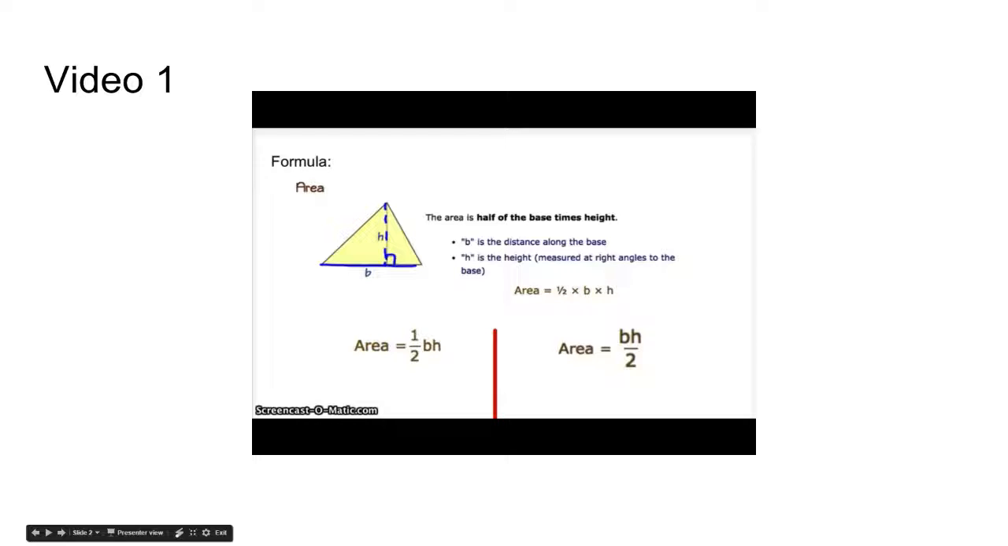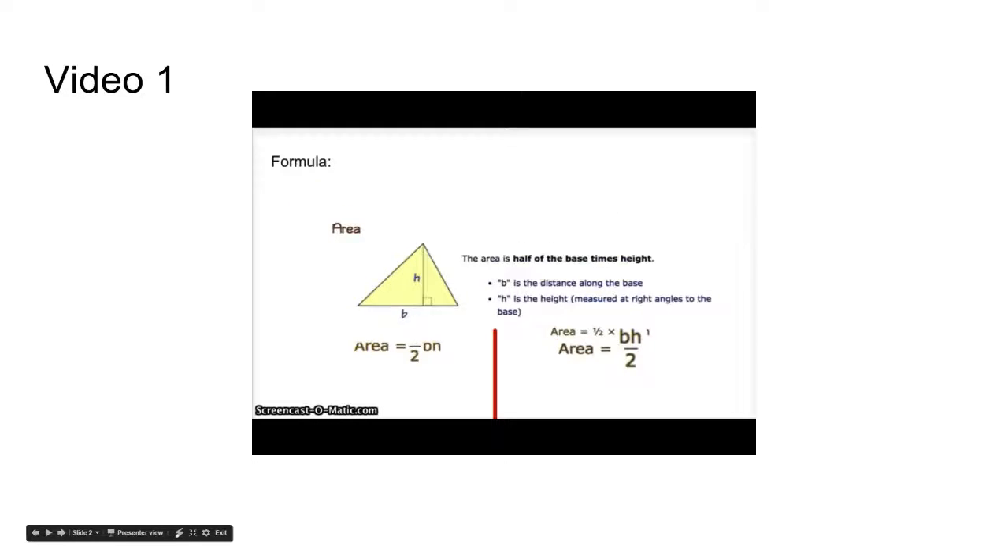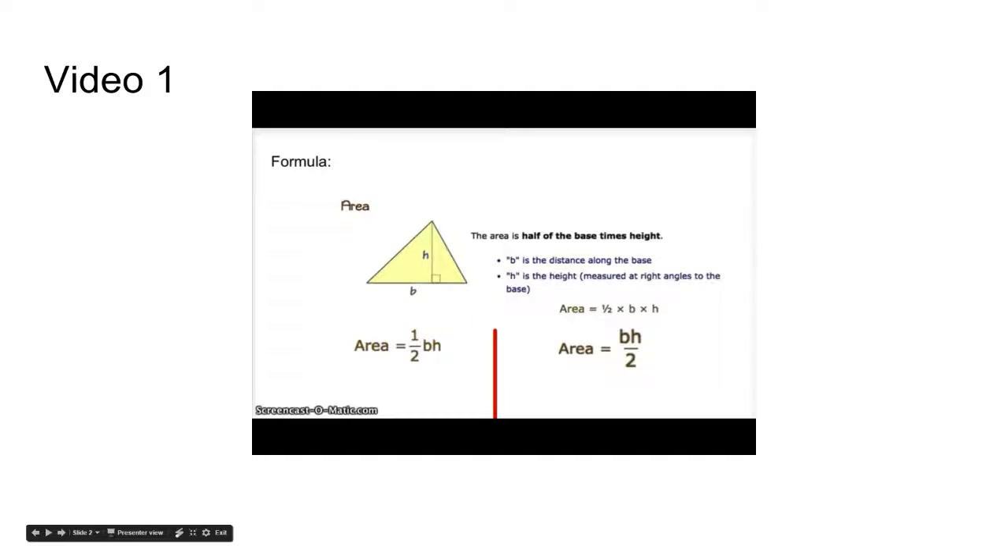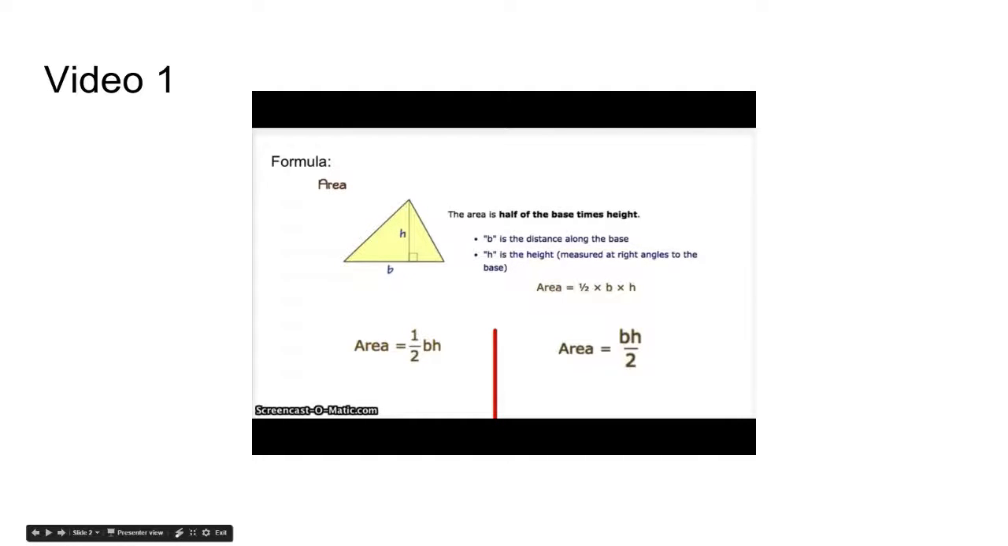So remember that when you're finding the height, it has to be at a right angle to the base. There are two ways to write the formula for the area of a triangle. The first way is area equals half of base times height. You're going to multiply the base times the height, just like you did with parallelograms, except now you have to cut it in half.